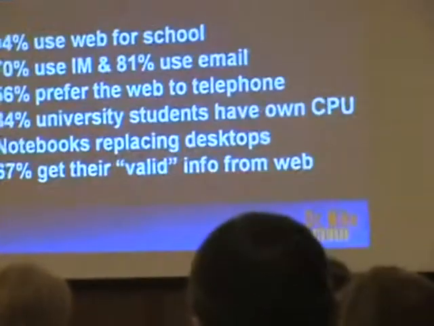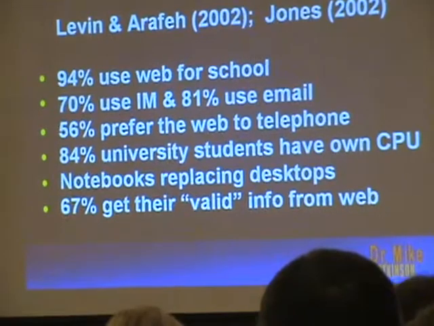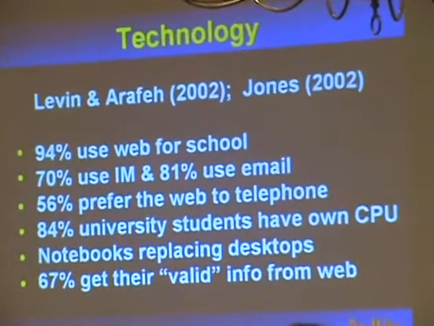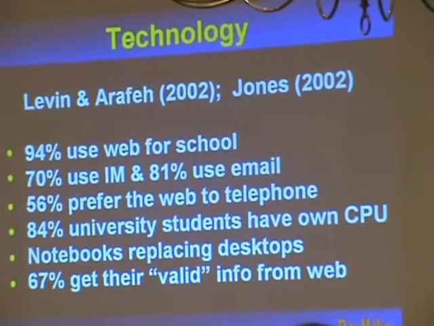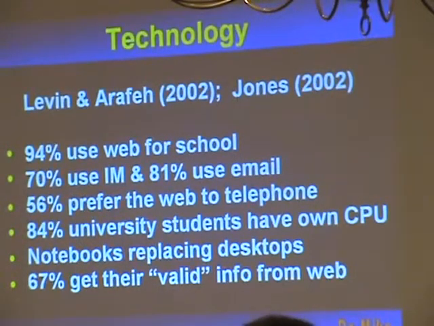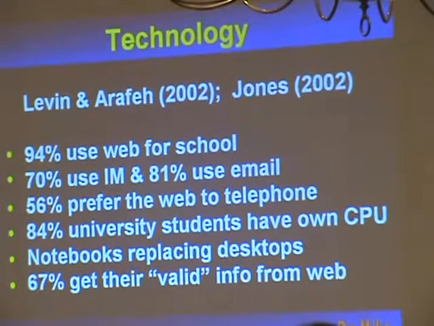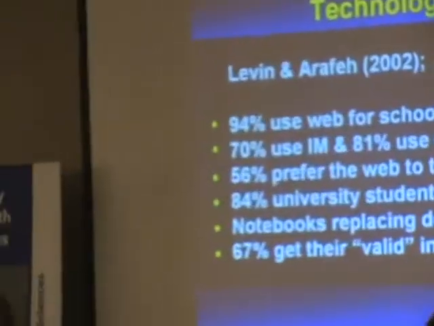Here's some stats that we can have a quick look at. 94%, and note that this is data from 2002, so these are even up to date now. 94% use the web for school, 70% use instant messaging, and 81% use email. Roughly 60% don't use the telephone anymore, or if they do use a phone, it's a VoIP system. 84% of university students have their own computer. And that number goes up all the time. I noticed in my class just this last year that almost every single student in class has a laptop. Note that notebooks are replacing desktops. Go try to buy a desktop sometime. You can't hardly find them anywhere anymore.